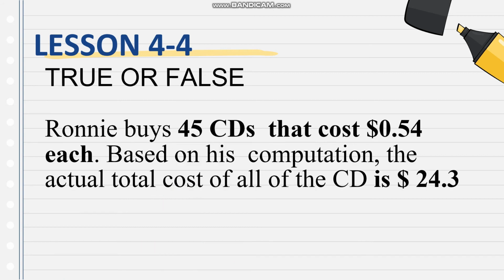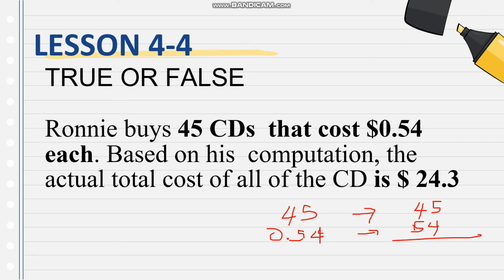Next, Ronnie buys 45 CDs that cost 0.54 each. Based on his computation, the actual total cost of all the CDs is $24.3. So, is that true or false? So, 45 multiplied by 0.54. So how to find the answer? In multiplying whole number by decimal is just like multiplying both as a whole number. So 45 multiplied by 54.